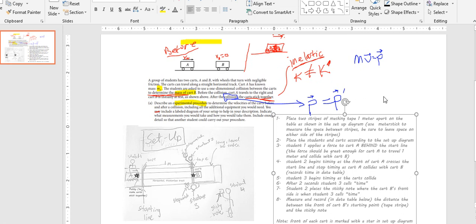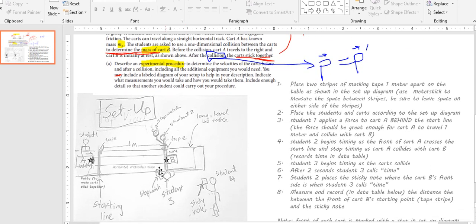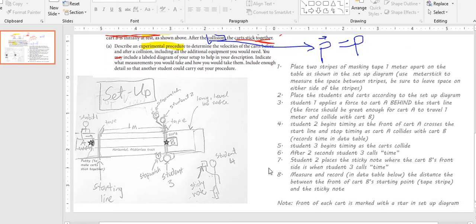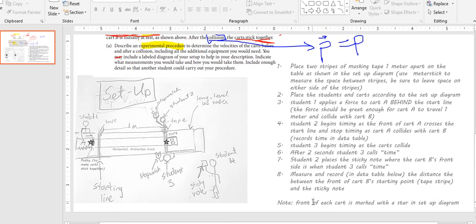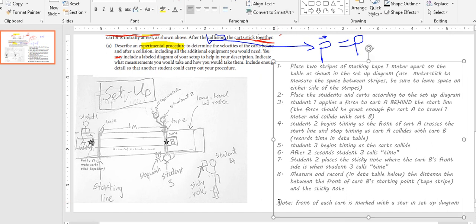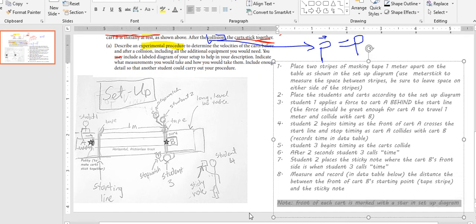Okay, so now I think I have adequate directions. I added a couple of things to the setup. I'm not sure if you can see it. I added stars where the fronts of the cart were. Note: front of the cart is marked with a star in the setup diagram.